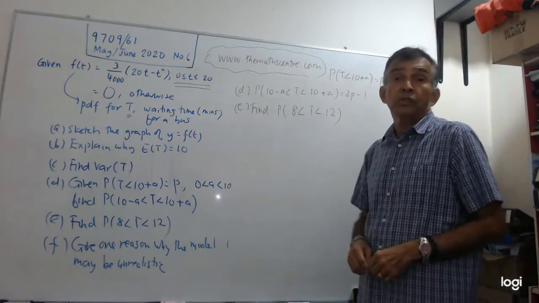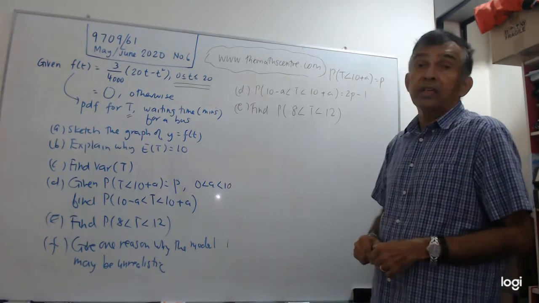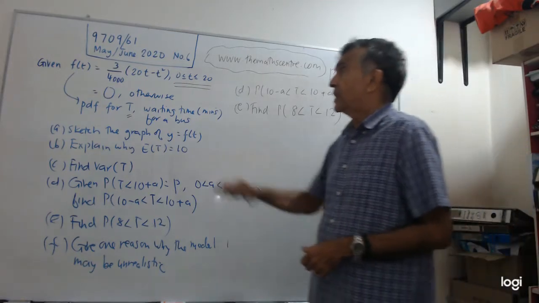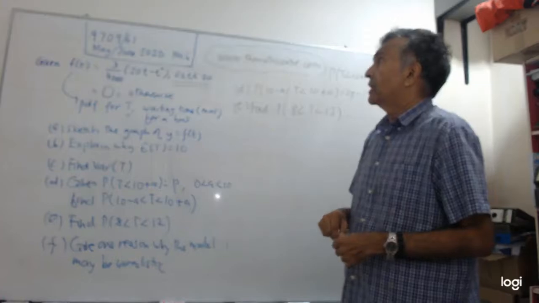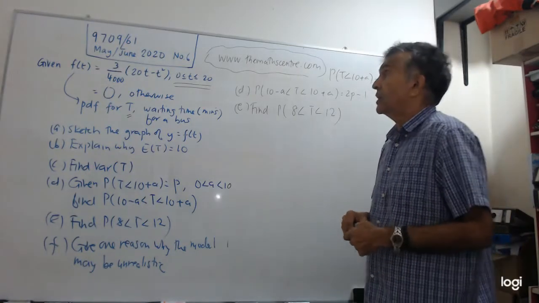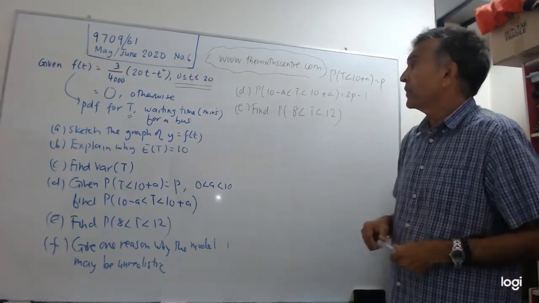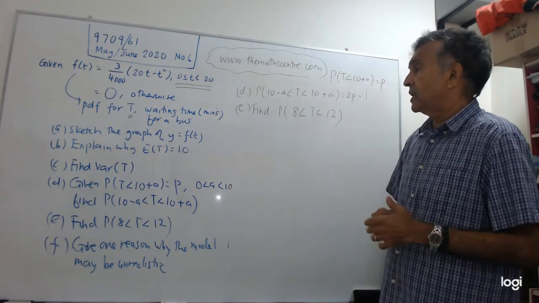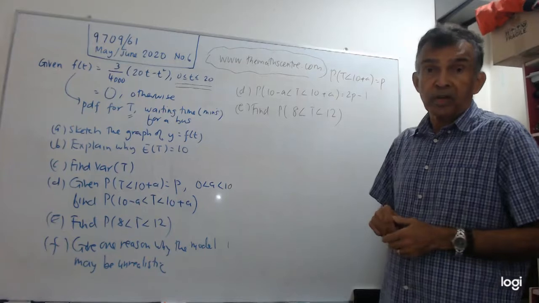This problem involves the May-June 2020 paper 6 exam question. The details are here on the board: 9709/61, or rather 6 version 1. And we've done all the parts except part E, which is what we're going to talk about now.